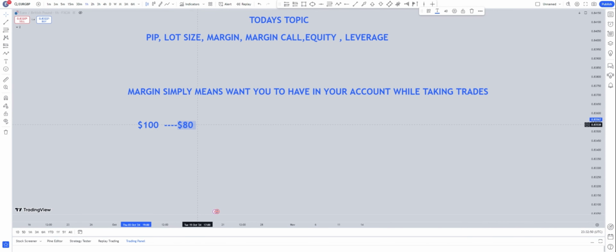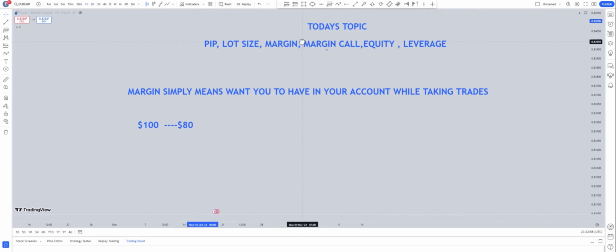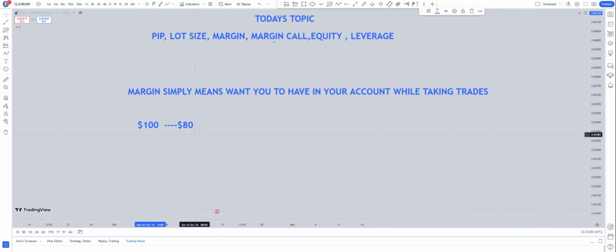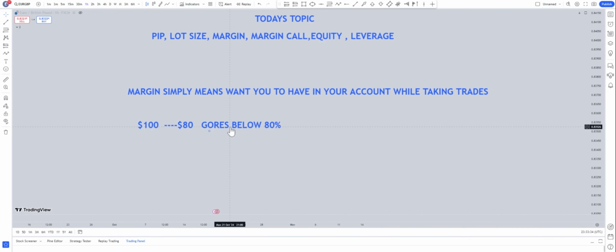So when you break this threshold of $80, your broker then gives you what we call a margin call. It's a call for you to add to your account, because you have breached the contract between you and your broker, which needs you to be above 80% of your account. Immediately your account goes below 80%, they give you a margin call. It calls you to inform you that you have breached the contract. So that's just what a margin call is.